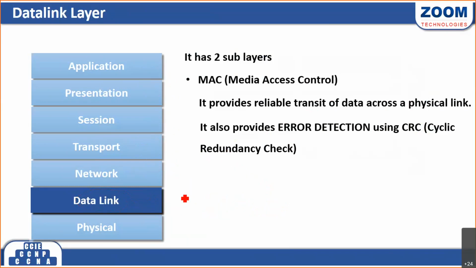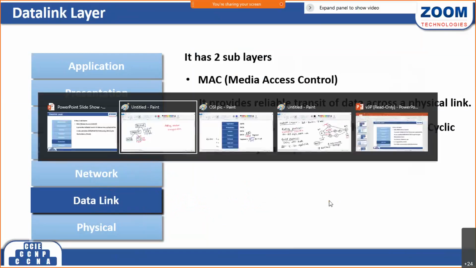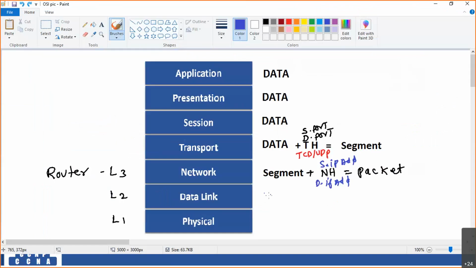So whenever data is received at the data link layer, it implements CRC, it finds any error, sends to session, sends to transport. If there is no error, then normal processing. So packet is being received at the data link layer. What will data link layer do?